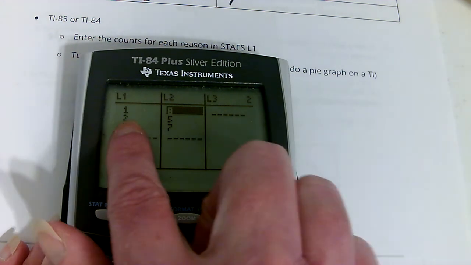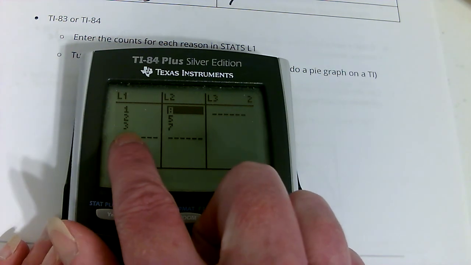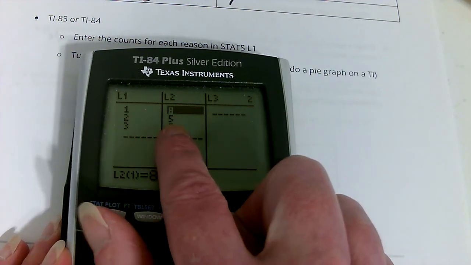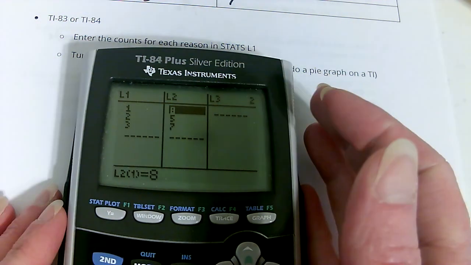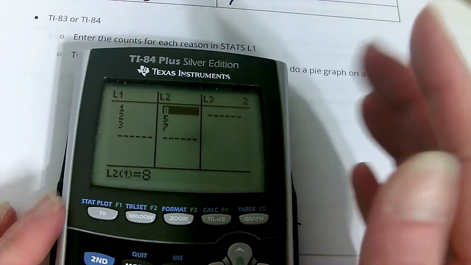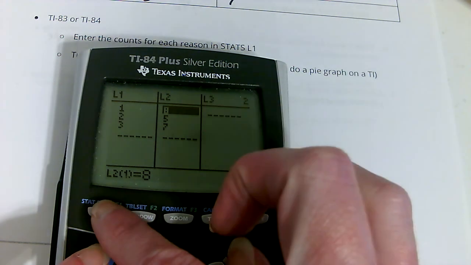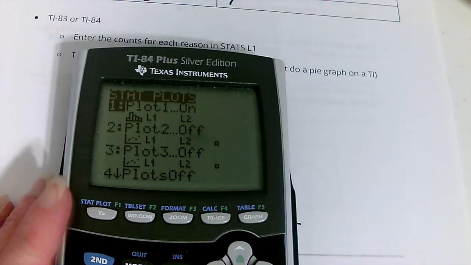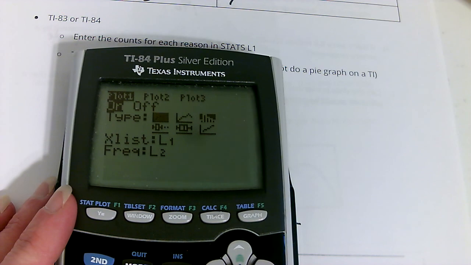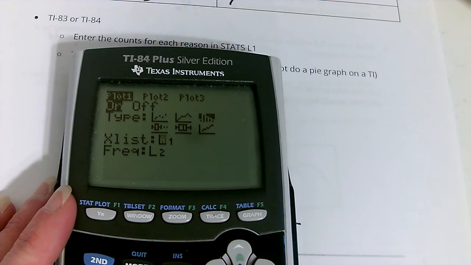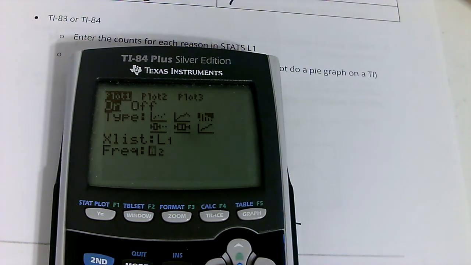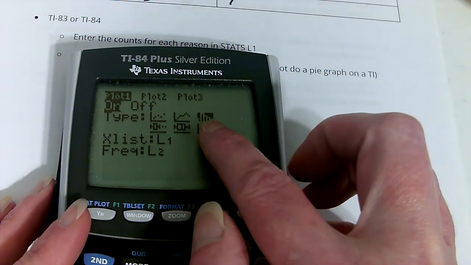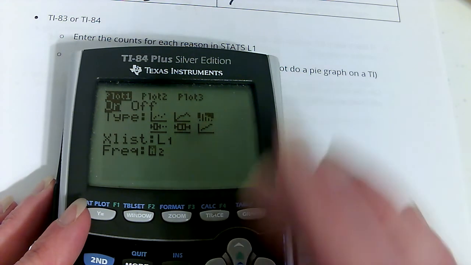So in L1, I just put category 1, 2, and 3. And I put my counts at 8, 5, and 7. Much better way to do this. Now I'm going to go back to stat plot, and my list is in L1. That's my categories. And their frequencies, their counts, are in L2. 8, 5, and 7. And we had selected the bar graph.